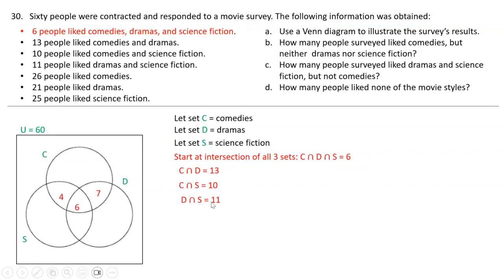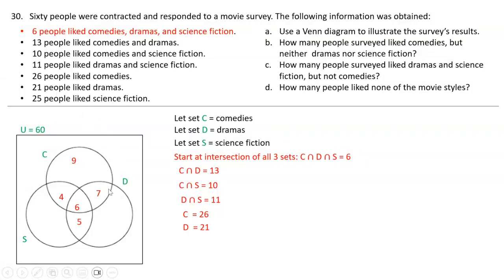Now, D intersects S is equal to 11. So D means dramas and science fiction. Dramas and science fiction will be this area here. So we got 6, so this will be 5. That's the missing part there, 5. Now, we go to set C. Set C is 26. Already got 4, already got 6, so that's 10. And 7 is 17, so what's missing? 26 minus 17, the answer will be 9. So 9 goes there. Now let's do dramas.